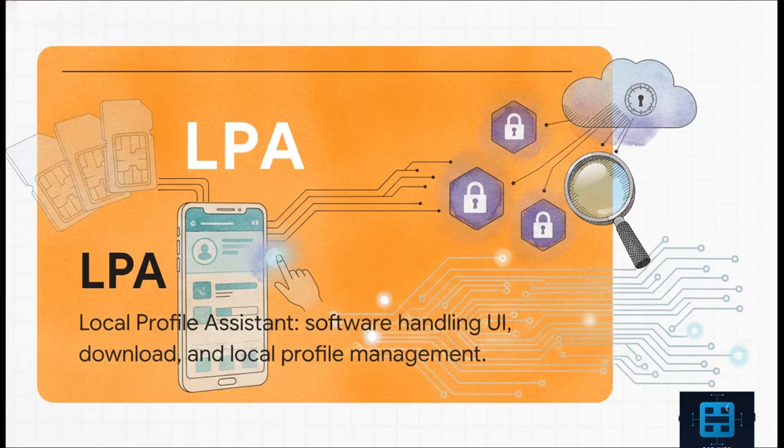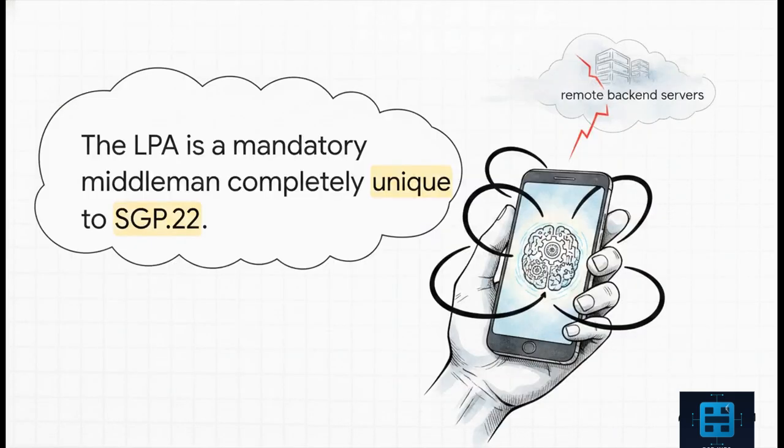Next up in our digital architecture is that LPA we just mentioned, the Local Profile Assistant. This software runs either on your device itself or directly within that eUICC vault we just talked about. It acts as the crucial middleman, managing the actual user interface you see on your screen and securely handling your local profile downloads. So, the really crucial point here is that the LPA is totally unique to SGP22. Unlike the machine standards where all the thinking and the logic lives far away in some remote operator backend, the LPA actually shifts all that control logic directly onto your personal device.